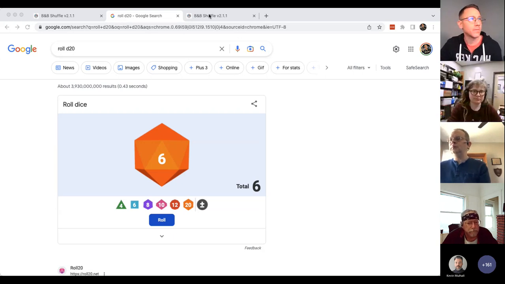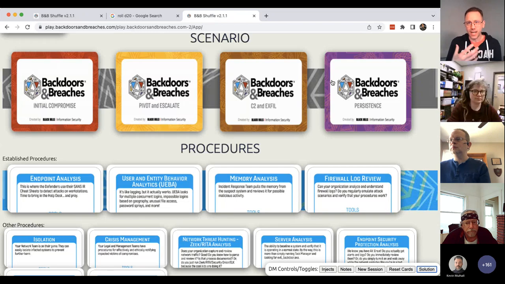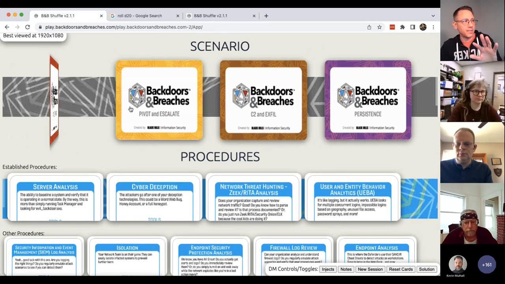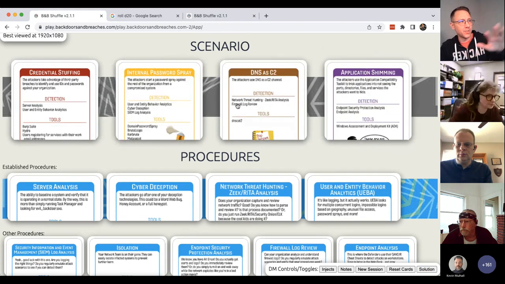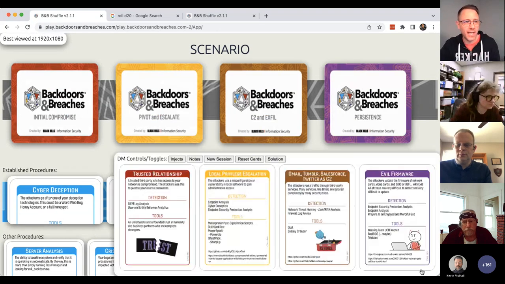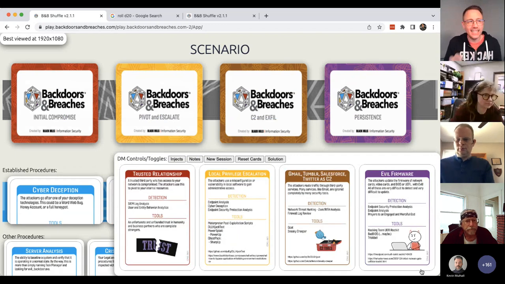All right. So what we're going to do is I already have a scenario set up, right? Like, I can see the card. So if I go back over here, to the demo one. Do you see how it's like credential stuffing, internal password spray, DNS is C2? This is how you got attacked. Now, what's going to happen is I get to see the explanation here. I get to see the explanation and I'm going to hide it.